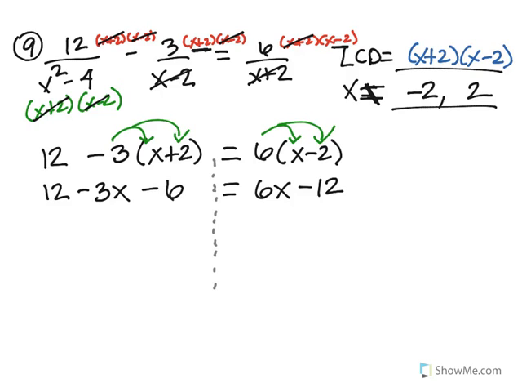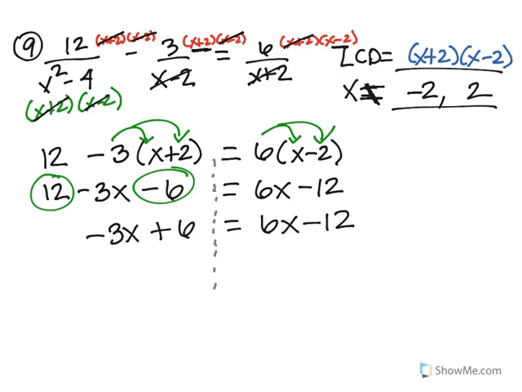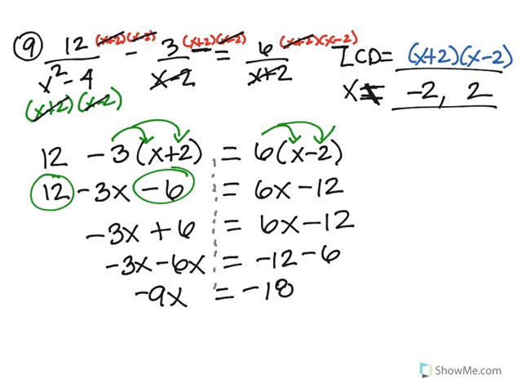Combine like terms. I can combine that 12 minus 6. So I got negative 3x plus 6 equals 6x minus 12. Put your x's together, whole numbers together. So negative 3x minus 6x equals negative 12 minus 6. Negative 3x minus 6x is a negative 9x. Negative 12 minus 6 is negative 18. Divide by negative 9. X is positive 2.